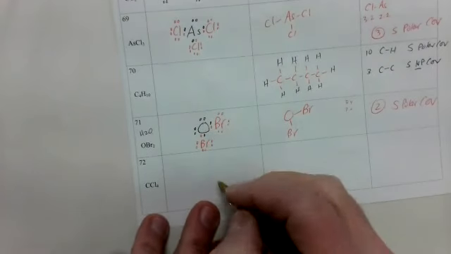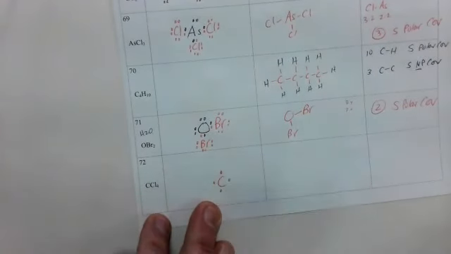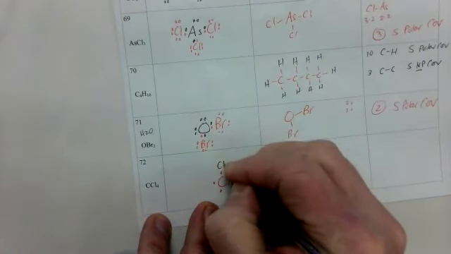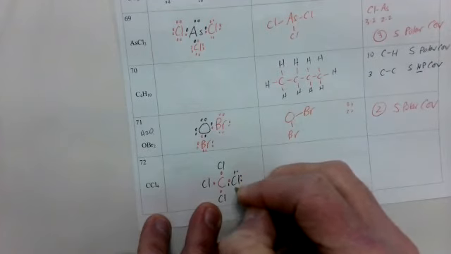And then CCl4, carbon is going to have 4 dots for 4 valence electrons. Chlorine, chlorine, chlorine, and chlorine. All right, I'll draw this, but oh my gosh, there's so many dots.